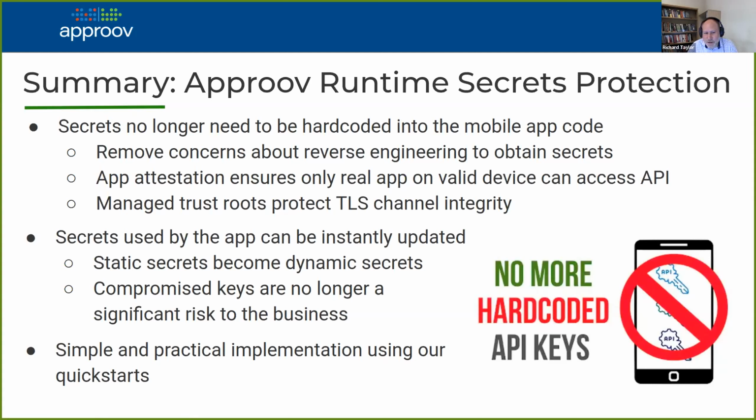So in summary, this approach means that you no longer need to hard code API keys or other secrets in the mobile app. So it removes that concern of reverse engineering. It deals with all the points where you might be able to extract those secrets. So it's using a sort of app attestation approach to ensure that only a real app on a valid device can access the API, and we're dealing with channel integrity.